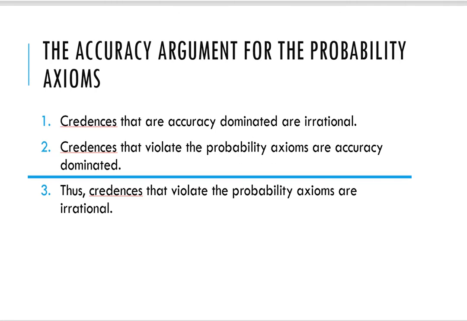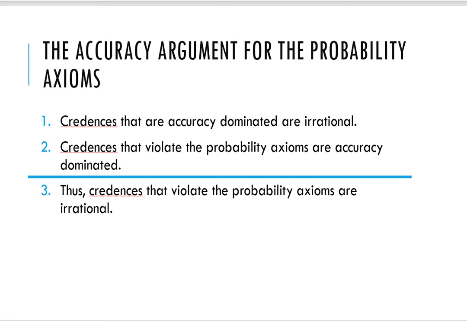So if we were to state the accuracy argument for the probability axioms in a general way, we could say that credences that are accuracy dominated are irrational. And by accuracy dominated, which we'll go into in another slide, we mean credences that are guaranteed to be less accurate than other possible credences we could have, come what may. So the first premise is that credences that are accuracy dominated are irrational. Second premise, credences that violate the probability axioms are in fact accuracy dominated. That is, there are other credence functions that will be guaranteed to be more accurate than them. Thus, we conclude that credences that violate the probability axioms are irrational.